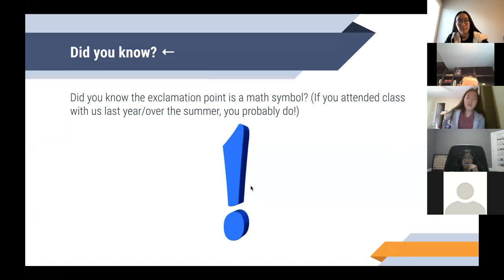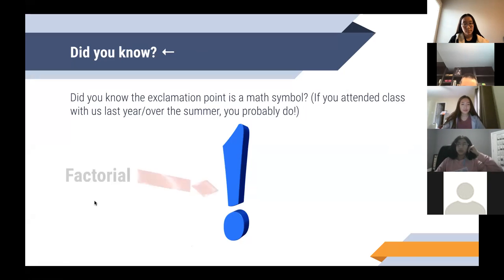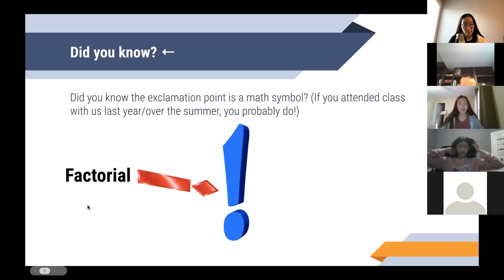Okay, so next we're going to look at this symbol. Obviously this is an exclamation point, but in math, it's something else. Somebody told us in the chat already, it's called a factorial. If you came to Mathema last year or over the summer during the AMC session, you probably already know how to do this. Or if you didn't, you might still know. So basically what this is, it's called a factorial.